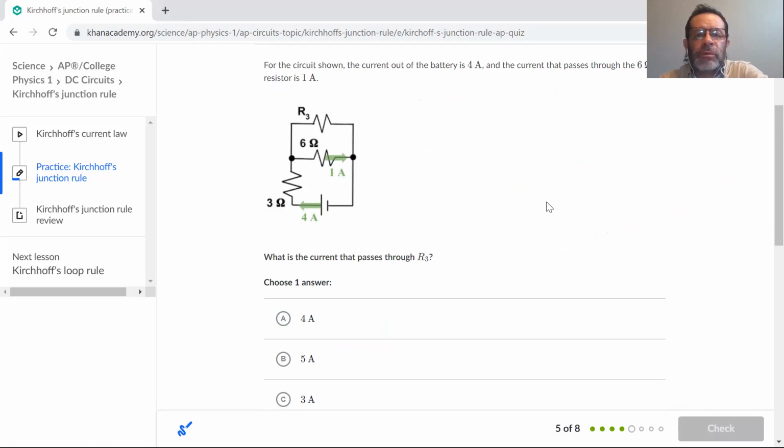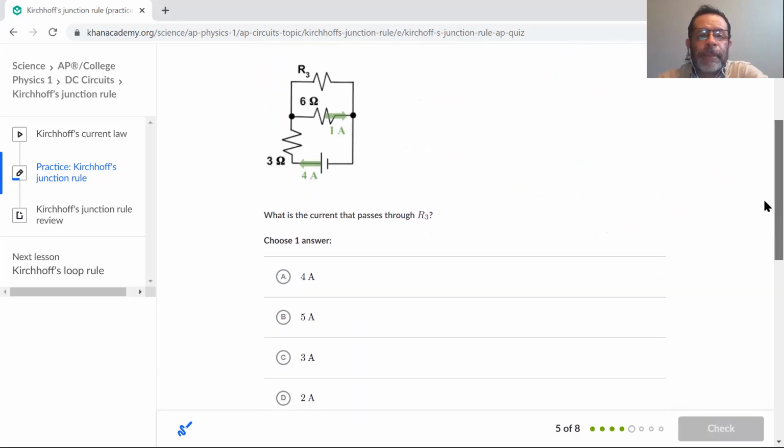It says for the circuit shown, the current out of the battery is 4 amps, and the current that passes through the 6 ohm resistor is 1 amp. What is the current that passes through R3? Now we have a problem that's got numerical values, so we need to apply Kirchhoff's current law or node law. The power supply is providing 4 amps, and these 4 amps are going through this branch.